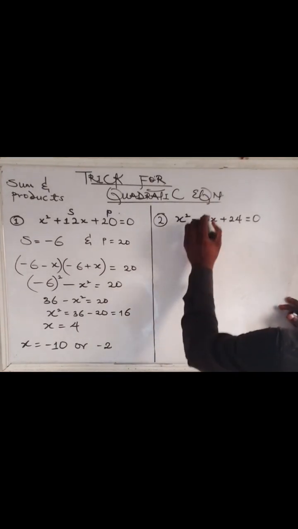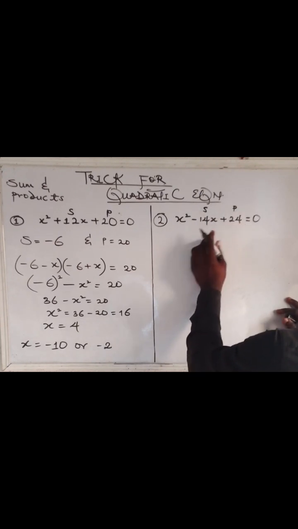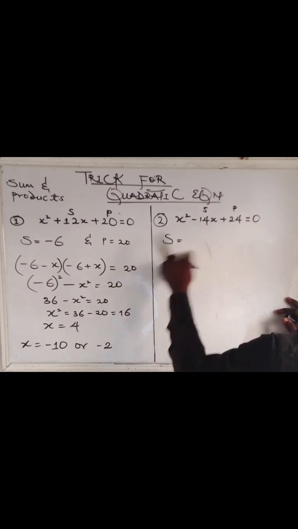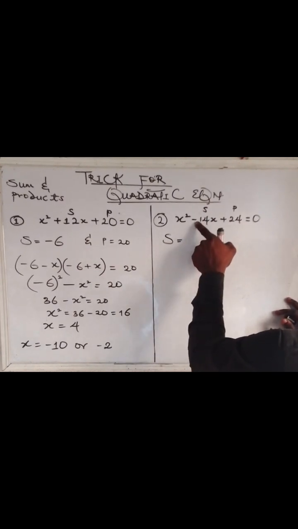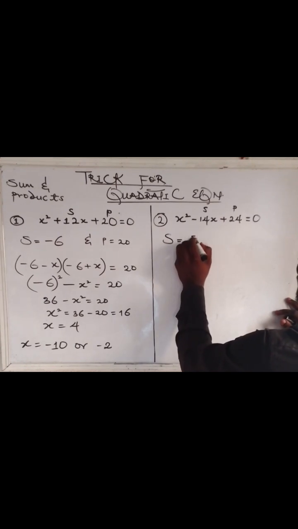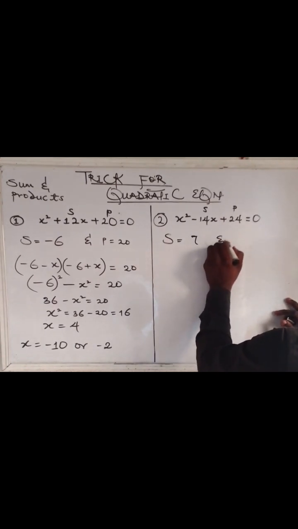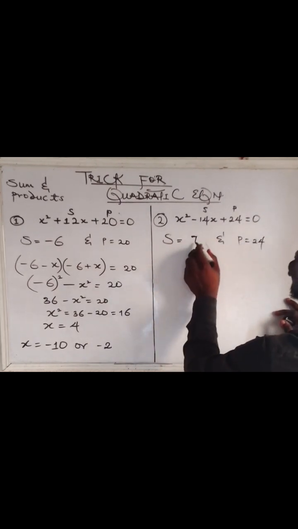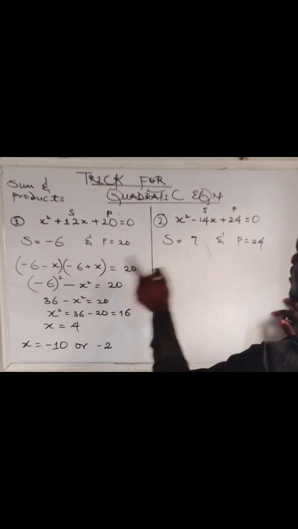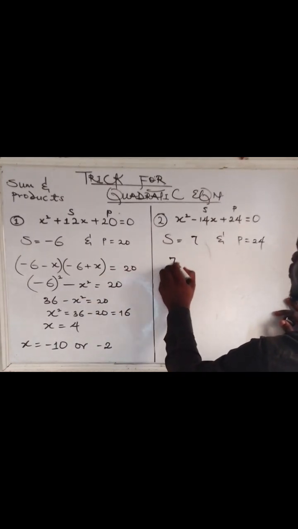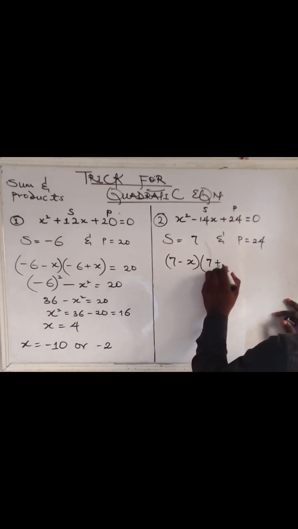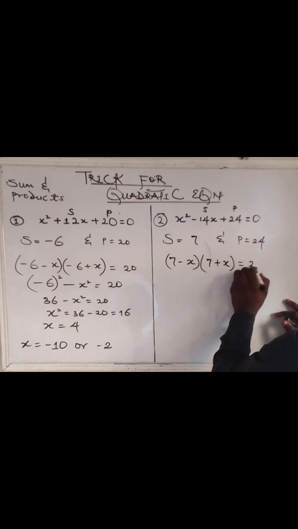Let's see how we are going to use it here also. Still very simple. Just say your sum and your product. The same principle applies. Halve your 14 and multiply with a minus sign. Since we already have a minus sign here, it's going to become positive, so we have just 7 here. And don't forget your product remains 24. So what do we do? The same thing applies here. Subtract x from here to make it look like a difference of squares, and add x to it. So you equate it to your product, which is 24.